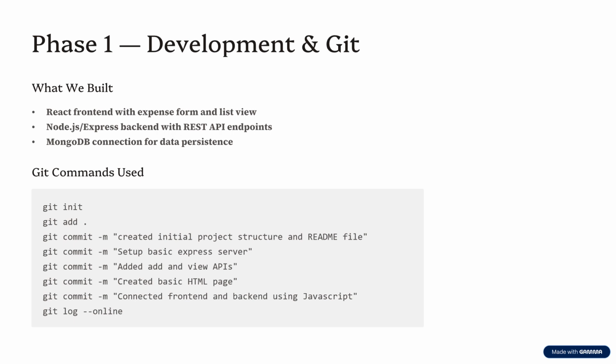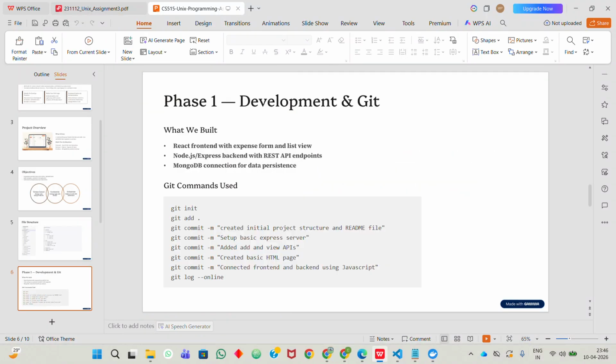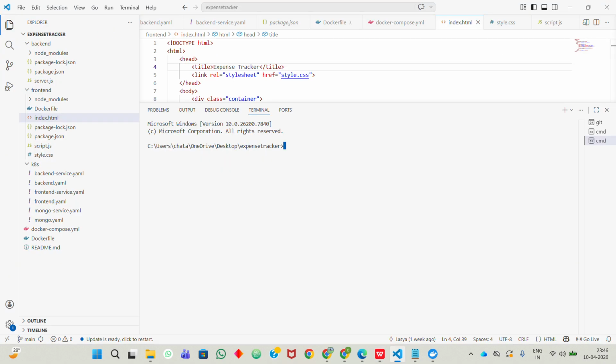The first phase is development and Git. In this phase, we will develop the project in multiple steps and commit the changes in each step. And this is how the project structure is created. We created the backend using server.js and Express. And we created the front end using HTML, CSS, and JavaScript. And we connected the application with MongoDB. And after each change, we use git commit to commit those changes.